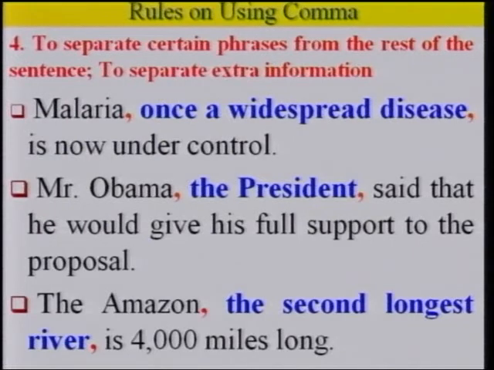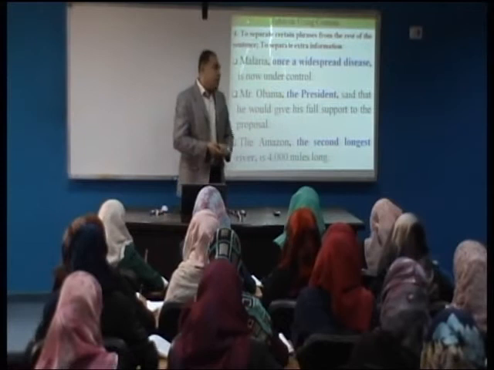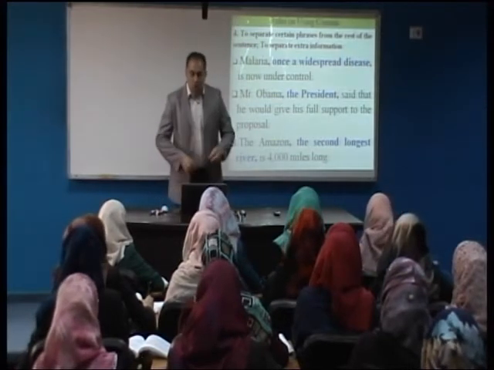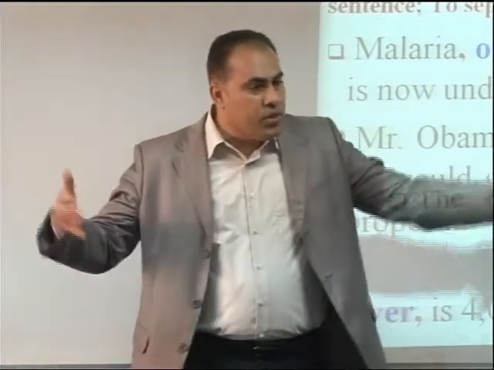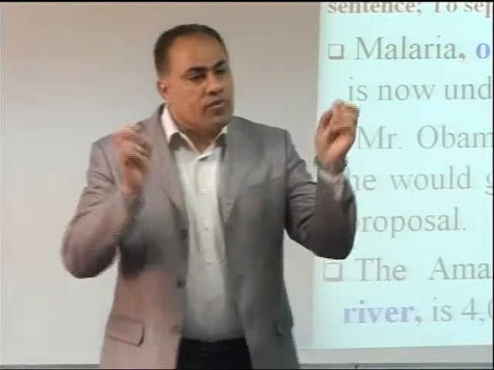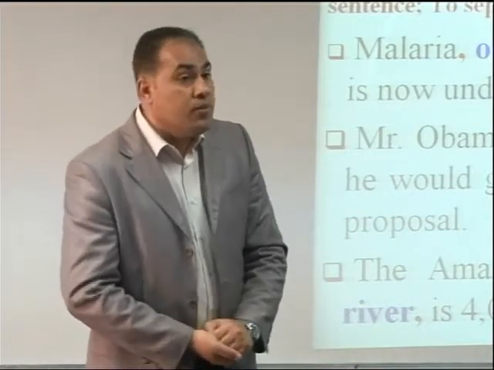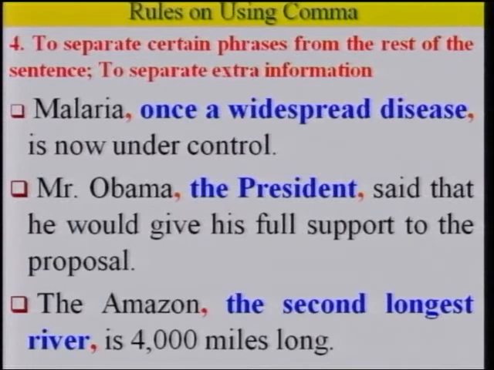Number 4, and this is something new, is to separate certain phrases from the rest of the sentence. If there is some extra information, we separate it from the rest of the sentence by using a comma at the beginning and a comma at the end of this extra information. For example, Malaria, once a widespread disease, comma, comma. We could consider this extra information, so we separate it from the rest of the sentence by commas. Or Mr. Obama, the president, this is called an appositive, or extra information. We put it between commas. Or the Amazon, the second largest river, comma, comma, is 4,000 miles long.